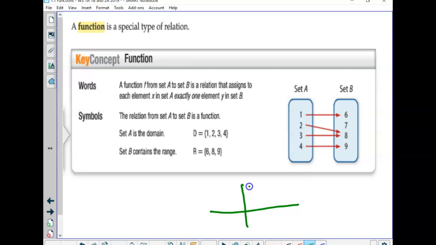If we graph (1, 6), (2, 8), (3, 8), (4, 9), yes, it is a function. Right? Did I graph it right? So what did I do wrong a minute ago? Because this passes the vertical line test, yes?